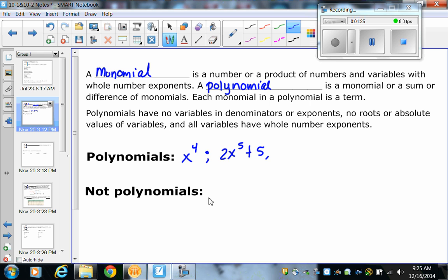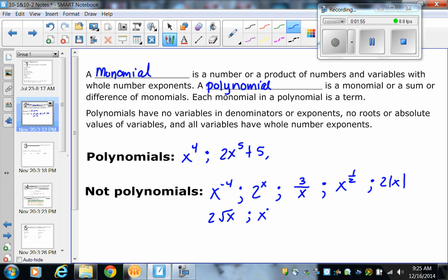Things that we would consider not polynomials based on these rules: we can't have negative exponents, you can't have variables as exponents, you can't have variables as the denominator, your exponents have to be whole numbers, there are no absolute values, there are no radicals, and even if you had something with a decimal instead of a fraction, that's still not a whole number. So x to the 0.75 would also not be a polynomial.